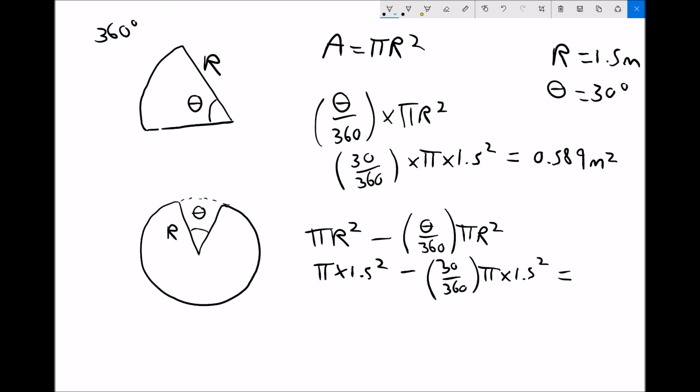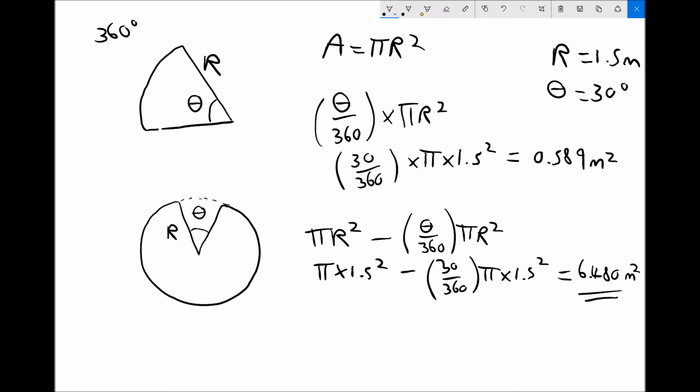So pi times the radius squared is the area of the complete circle, and that is 7.069 meters squared. But I need to minus the area of the sector. So I'm going to minus, open brackets, 30 over 360, close brackets, because that's how much of the circle's missing, times pi times 1.5 squared, which gives 6.480 meters squared. And that's to 3 decimal places.